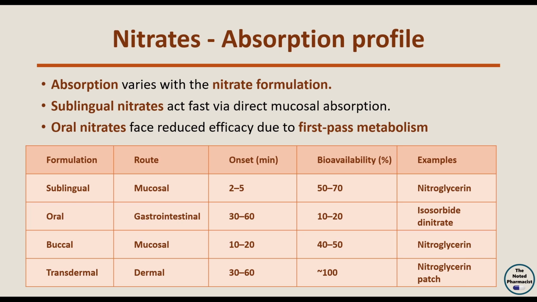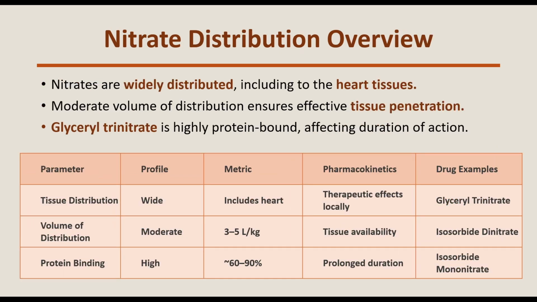In terms of distribution, nitrates are widely distributed across tissues, including the heart, where they exert their therapeutic effects. They have a moderate volume of distribution, VD, indicating that they are well distributed to the tissues. Glyceryl trinitrate is also highly protein-bound, which influences its pharmacokinetics and duration of action.